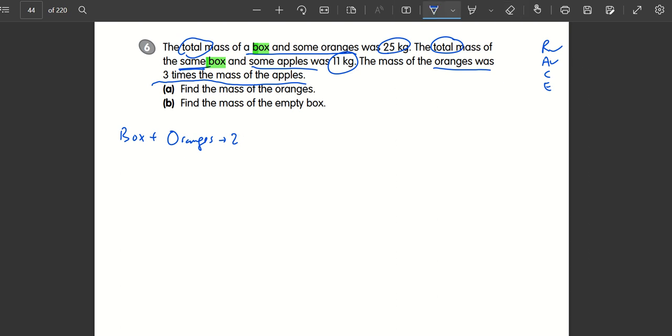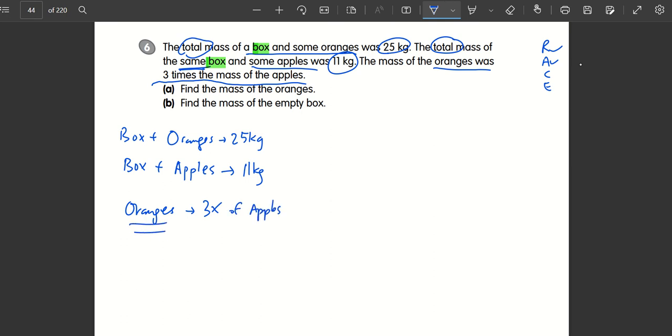Pardon my handwriting. Then I have box, the same box, plus apples. That's a lighter amount. Then you have the oranges, their mass is 3 times of apples. So you can see that the oranges weigh more. In other words, you can tell that oranges weigh more, and at the same time you can also see where the box is happening.